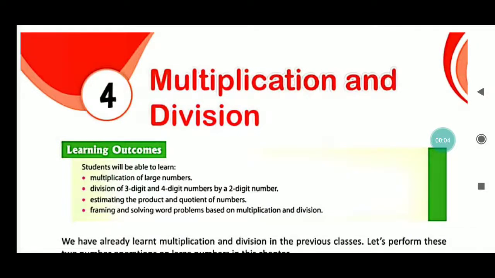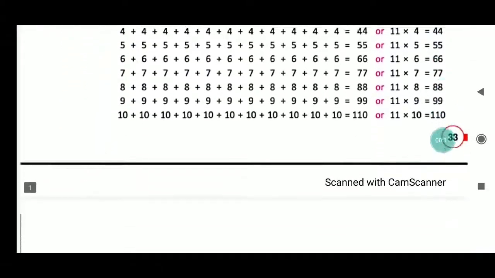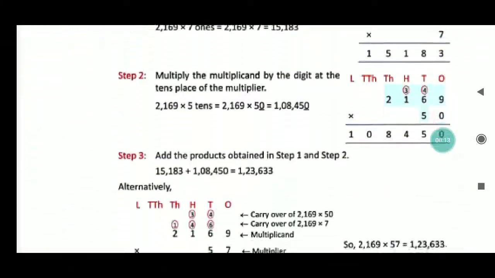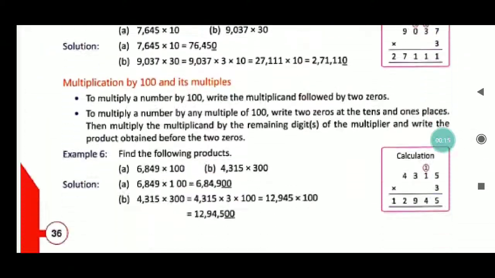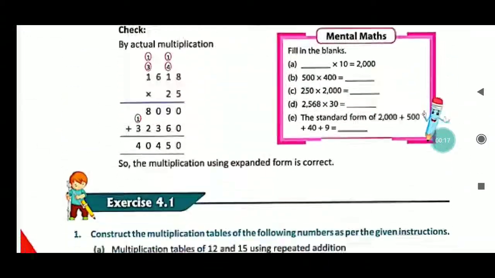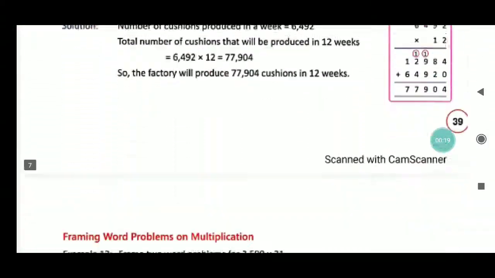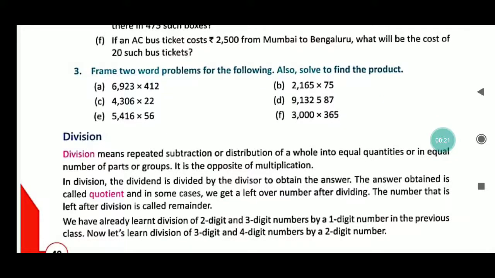We are doing class 5 mathematics chapter number 4, multiplication and division. We have started the chapter and completed exercise 4.1, 4.2, and today we are going to start the explanation part of division.